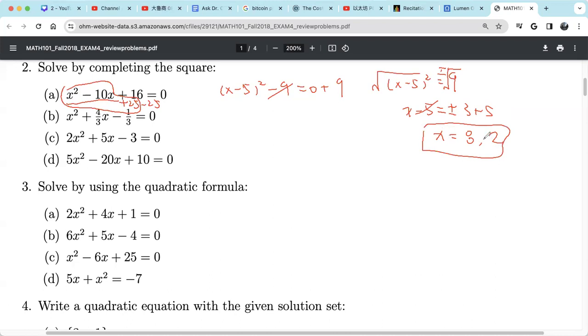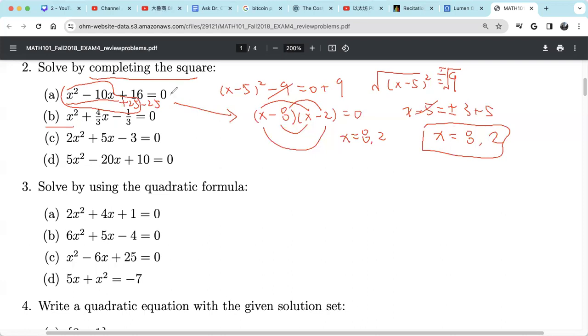When we get rational solutions, that means the original equation can be factored. Indeed, do we see this? We can factor it as (x minus 8)(x minus 2), right? Because x times x is x squared, negative 8 times negative 2 is positive 16, and negative 8x plus negative 2x indeed gives us negative 10x. So once we factor, we use the zero product property and get two solutions, 8 and 2. But this question asks us to complete the square. Okay, now let's see B.